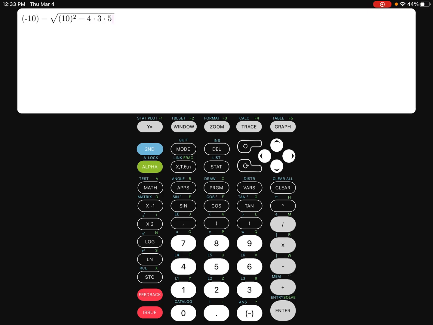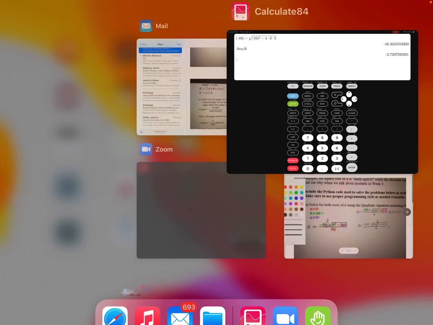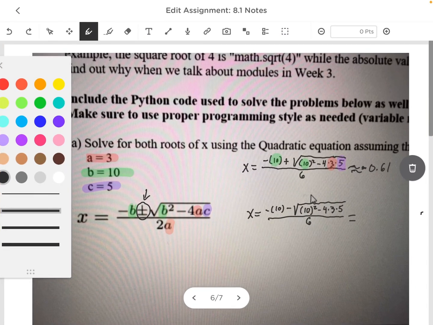We're going to do that, and we are going to divide that by 6, which is negative 2.72. And we'll change that to approximate negative 2.72. And that's how you would do that.